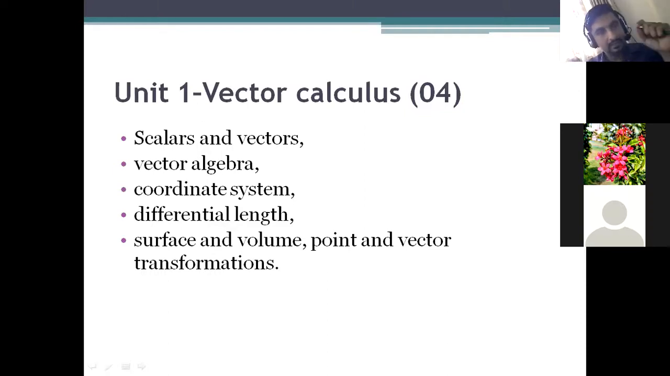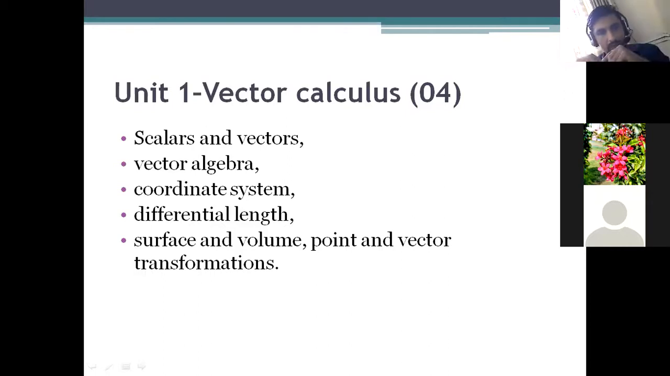For that reason, we should be able to understand the differential length, differential surface, and differential volume. If you have some length, you can divide it into small pieces, consider those small pieces as a point charge, and finally you can integrate it. So for that reason, we must understand what is differential length, what is differential surface, what is differential volume, right?